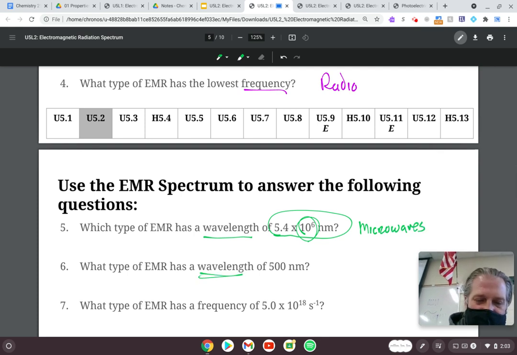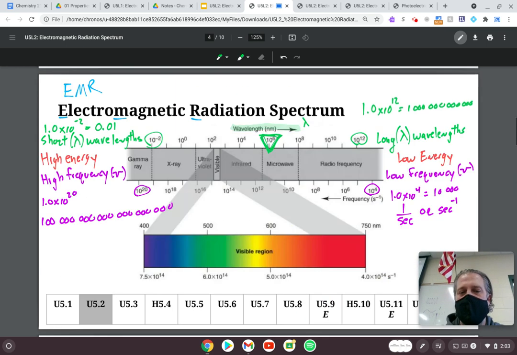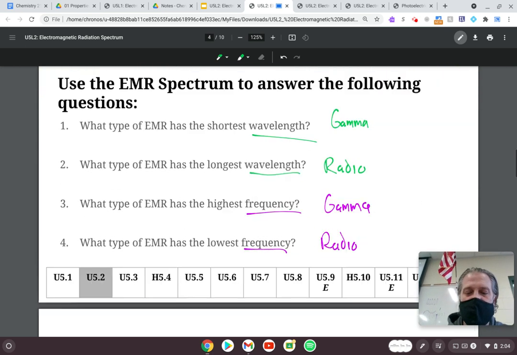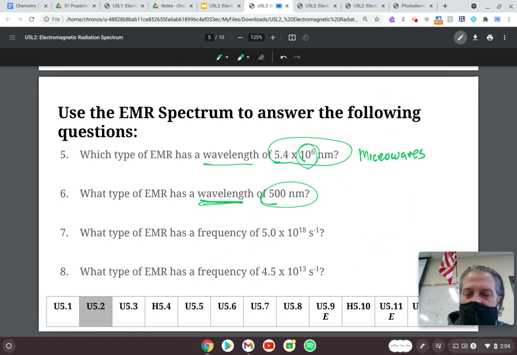The next one says, what type of electromagnetic radiation has a wavelength of 500 nanometers? So now I'm going to go back up to my diagram, and I actually see that in the visible light spectrum, right, there is 500 nanometers measured here. So you could simply answer visible light, and if you happen to have a color diagram, you could answer green. But the correct answer here is visible light.